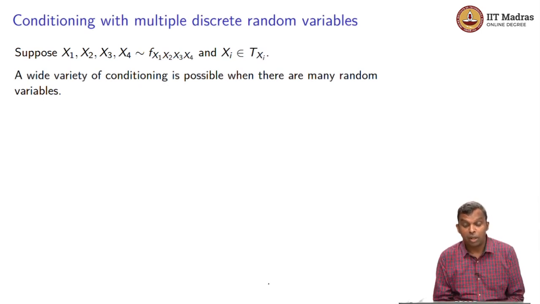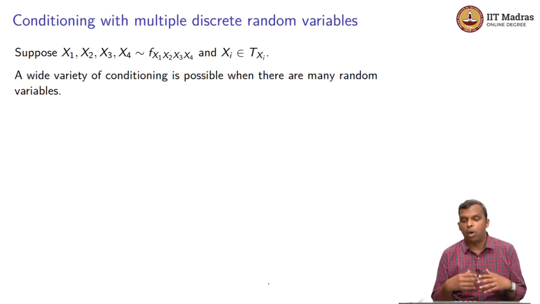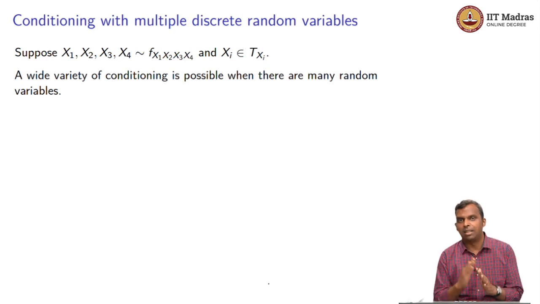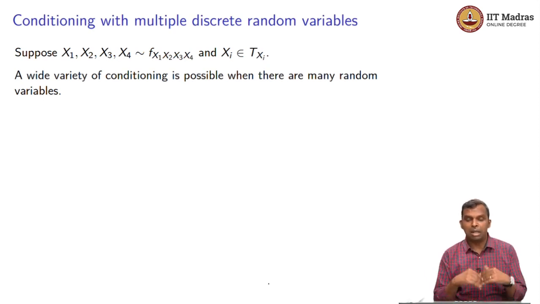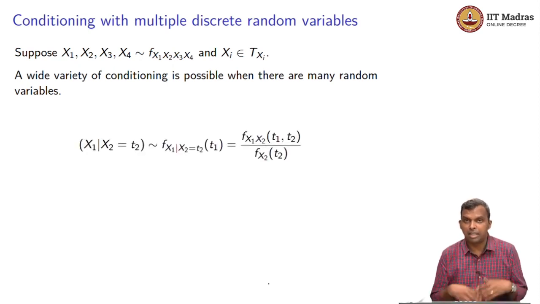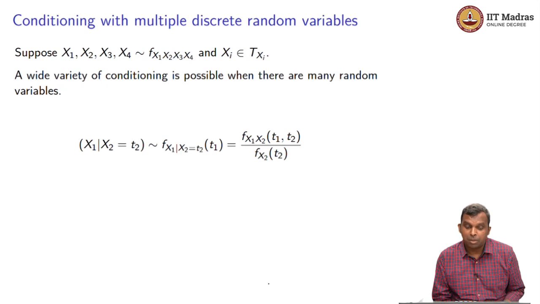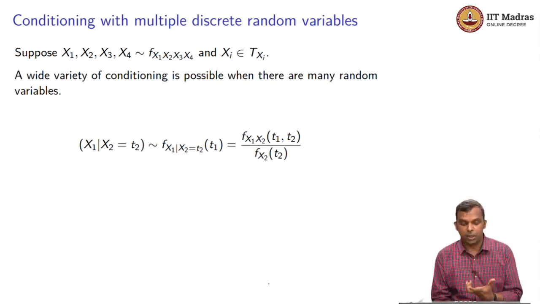Okay, so when you have multiple random variables, let's say here's the example. I'm starting with an example of four, x1, x2, x3, x4. You can do all sorts of conditioning. Previously we saw when you had two random variables x and y, you could do x given y, or y given x. That's it, right? So now with multiple random variables, you can do a variety of conditioning. Let me give you the simplest example. You just take two of them, x1 and x2, and look at the conditional random variable x1 given x2 equals t2.